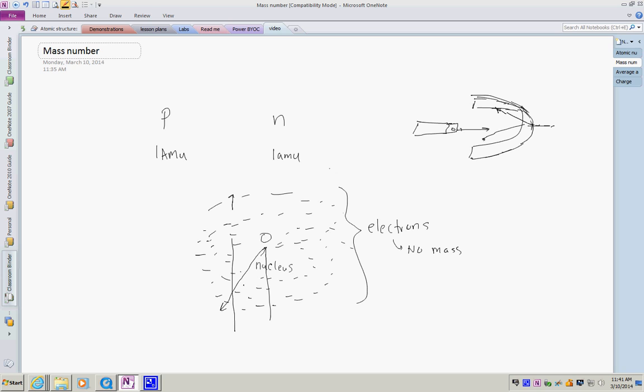Either way, all the mass is located right here, so we call this the mass number. The mass number is equal to the protons plus the neutrons. It's the mass of a single atom.